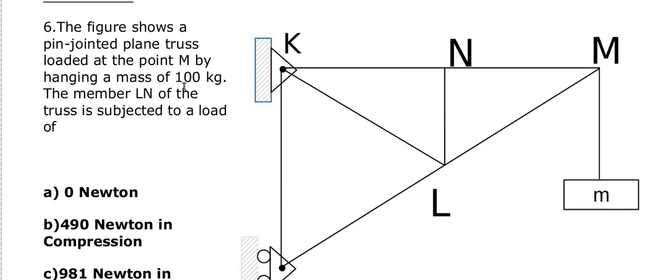A figure shows a pin jointed plane truss loaded at the point M, by hanging a mass of 100 kg. The member LN of the truss is subjected to a load of. So they are asking the member LN of the truss is subjected to a load of.